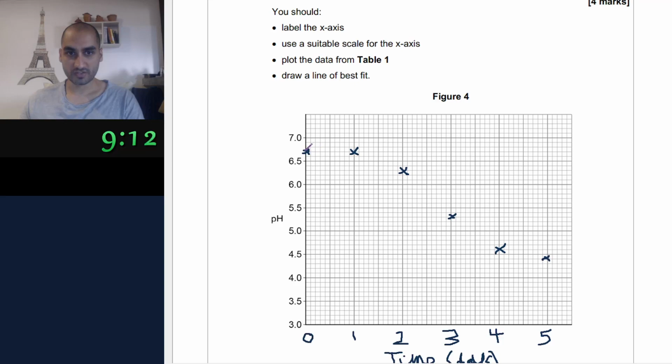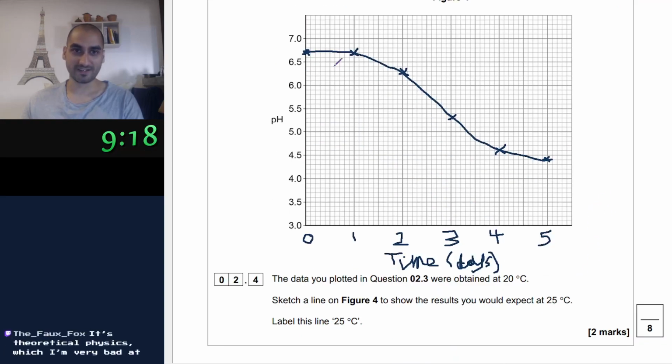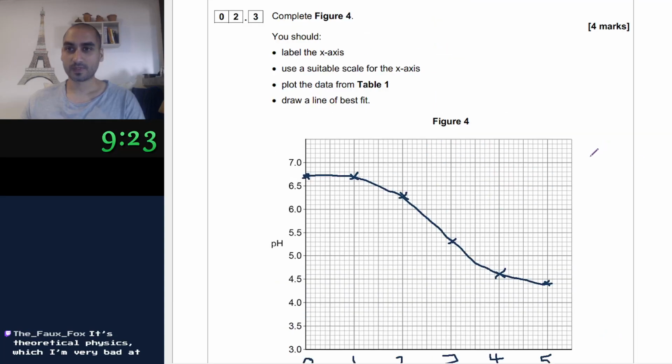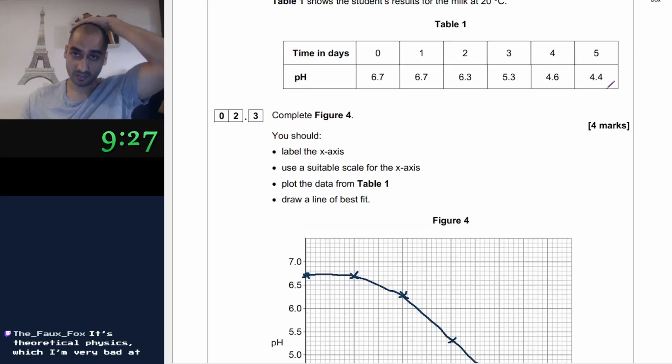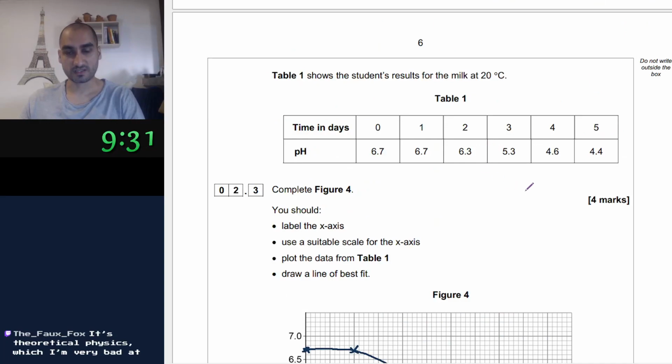Alright, well, I'll try and draw a line of best fit. Oh, that was really good. Look at that line of best fit. Oh, I'm proud of that. It's theoretical physics, which I'm very bad at. Me too. I mean, I can do theoretical computer science, but not theoretical physics.